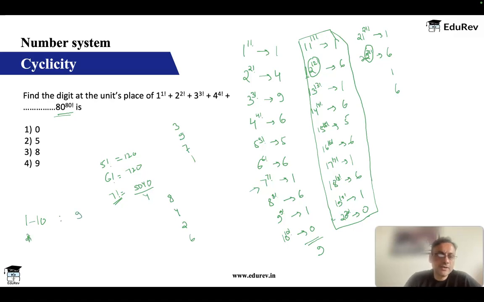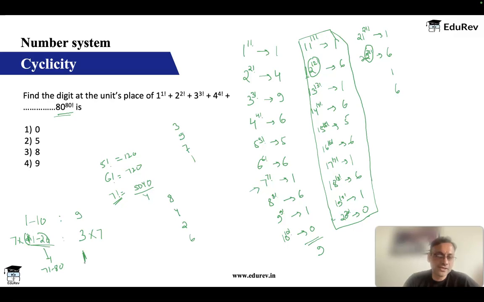For 11 to 20, my last digit is how much? 1 plus 6, 7, 7 plus 1, 8, 8 plus 6, 14, 14 plus 5, 19, 19 plus 6, 25, 25 plus 1, 26, 26 plus 6, 32, 32 plus 1, 33. So my last digit is 3. And the same pattern will follow 7 times, 11 to 20 and up to 71 to 80. So I can say this will be 7 times. So 3 into 7, 21. So this will give me 1.